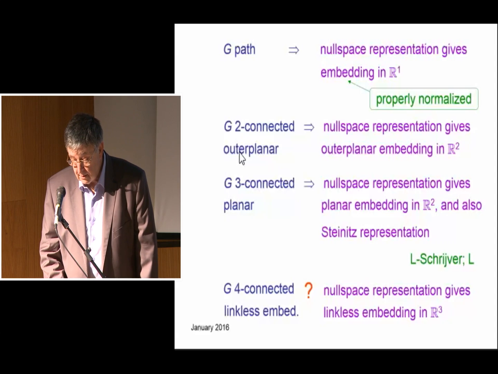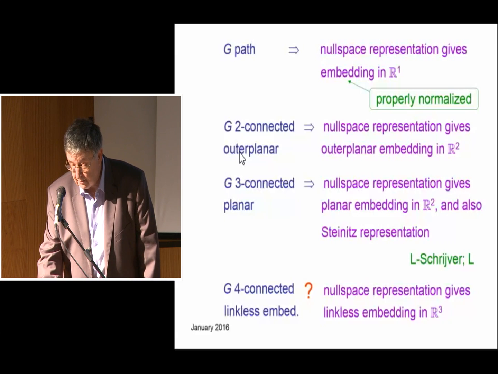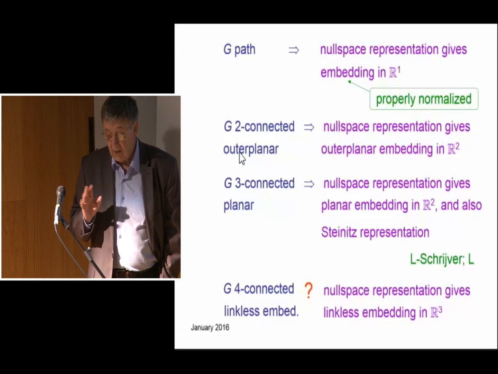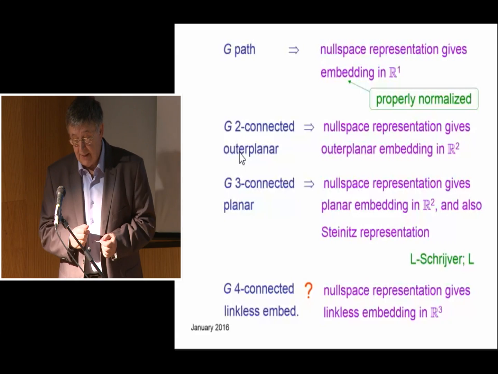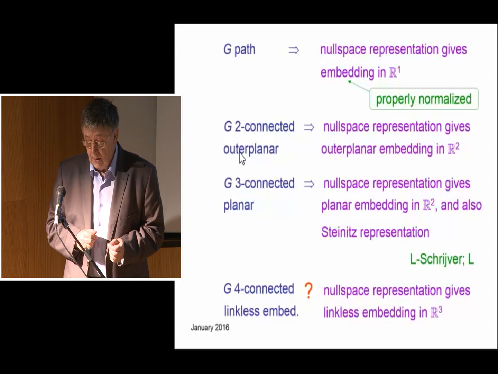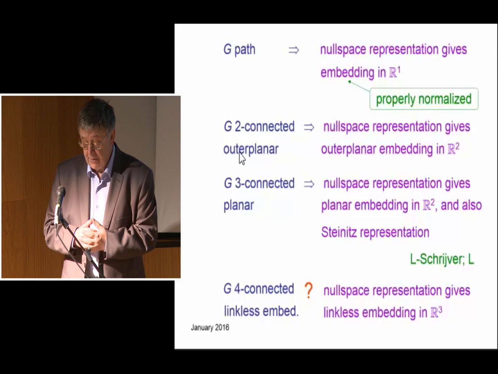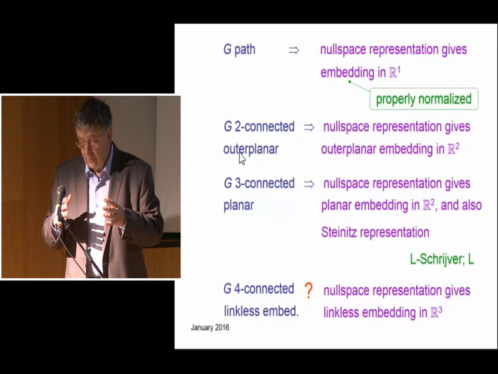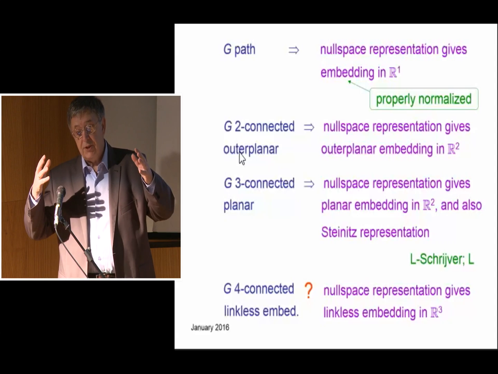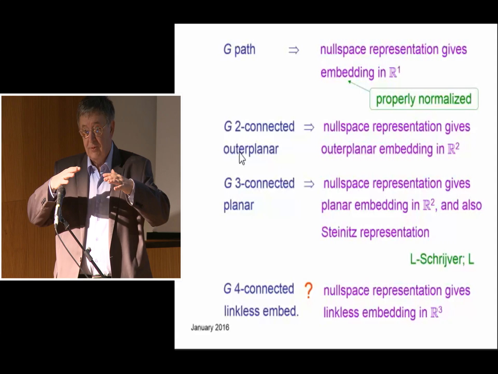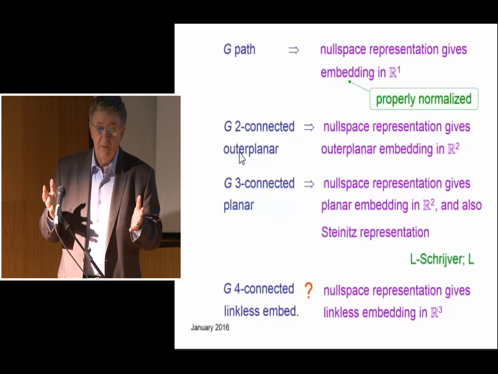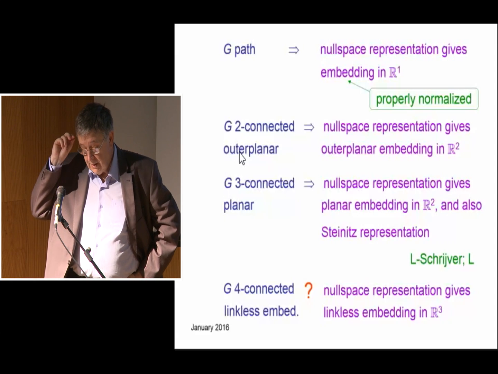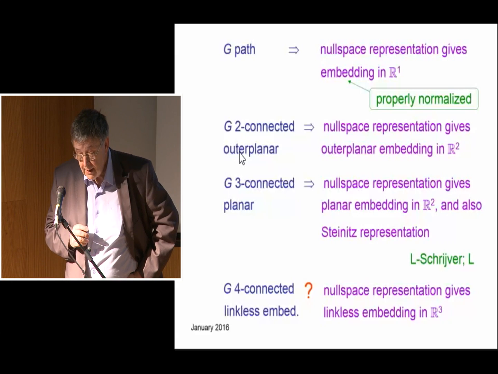So it is, well, some technical condition, but the real question is: suppose it's 4-connected and suppose it's linklessly embeddable. Is it true that this null space representation gives a linkless embedding of it? Well, it goes into 4-space, but if you scale it to the 3-sphere, then you basically get an embedding in R3, and we believe it's linkless.